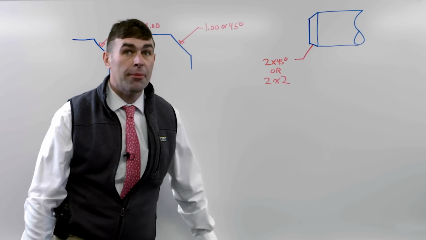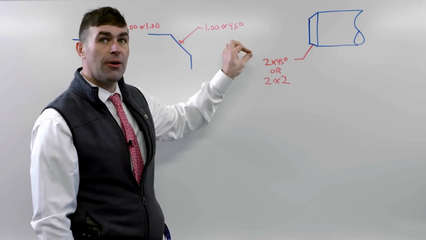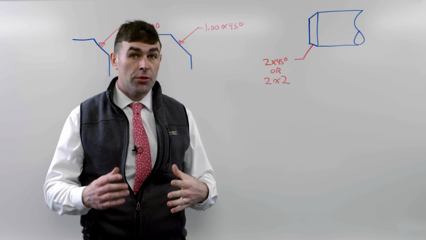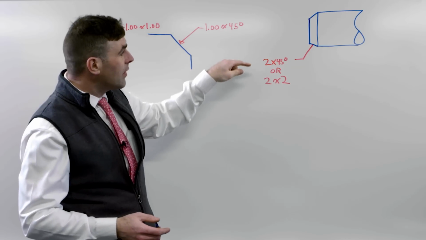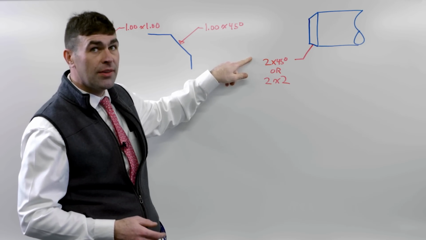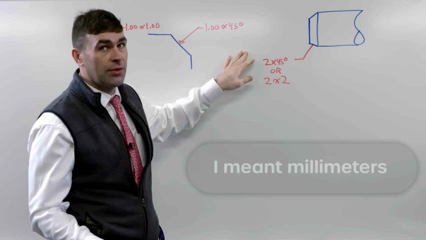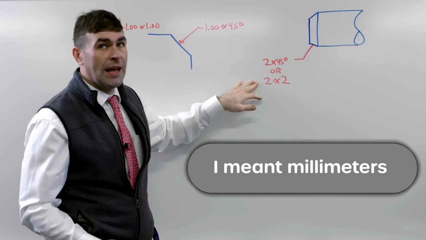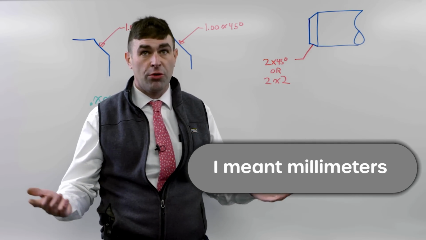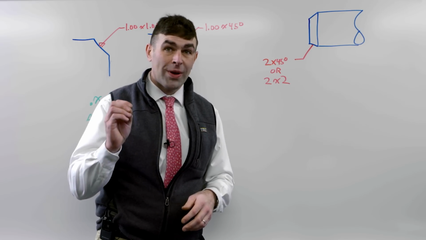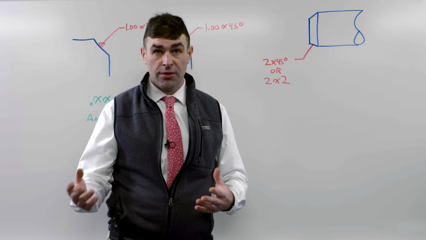In this video, I'm going to show you why this call out and this call out mean different things. In a literal sense, 2 by 45 degrees, if you plot that out in a triangle, the other side is 2 inches, right? 2 by 2, you would have a triangle with two 2-inch legs. With drawings, though, we have tolerances on every dimension.